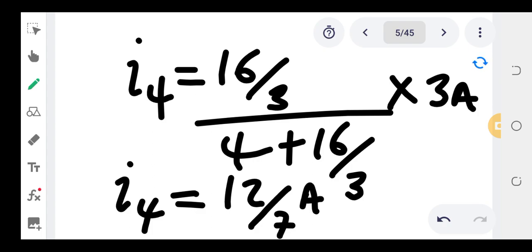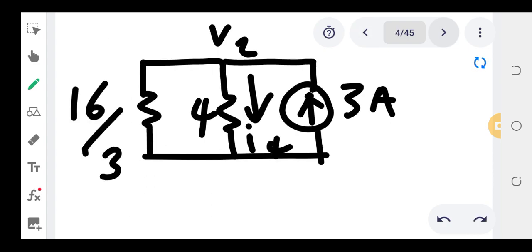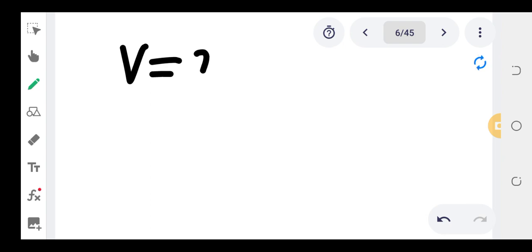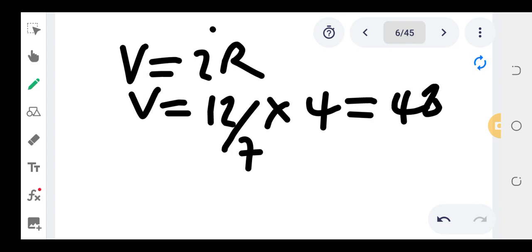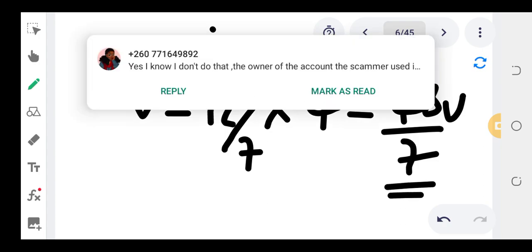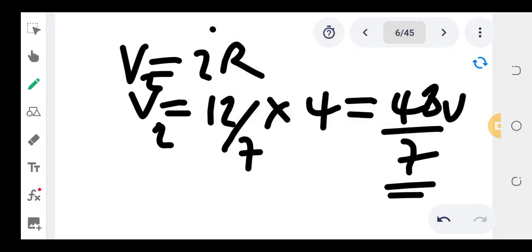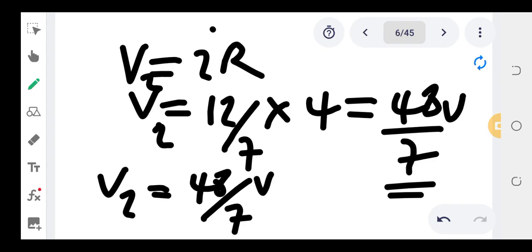Now, mind you, the question demands us to calculate the voltage, so it's to calculate the voltage V2. To come up with the voltage V2, we say voltage is equal to, according to Ohm's law, current times resistance. So voltage will be equal to 12 over 7 times the resistance there, which is 4. So it is 48 over 7 volts. So this is V2. We have gotten V2 to be 48 over 7 volts. So we can go back and determine what V1 is.